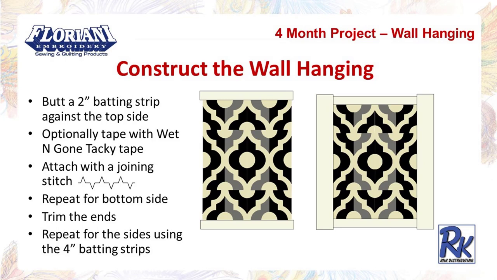So you want to butt a 2-inch batting strip against the top side, and then optionally tape it to the quilt with wet and gone tacky tape, and then you want to attach the two with a joining stitch. Repeat that for the bottom sides and then trim the ends flush with the long sides of the quilt. Then you want to repeat for the other sides using the 4-inch batting strips this time and then trim it flush again.